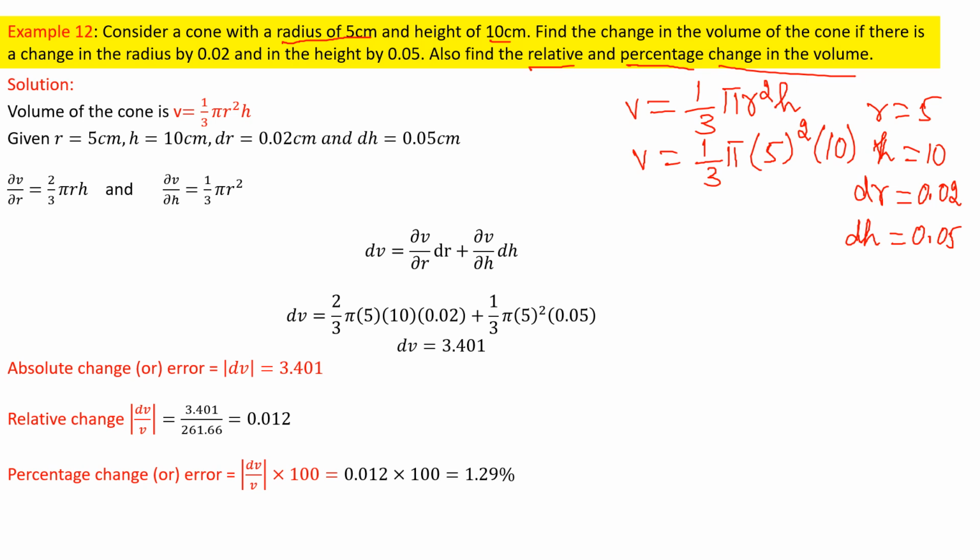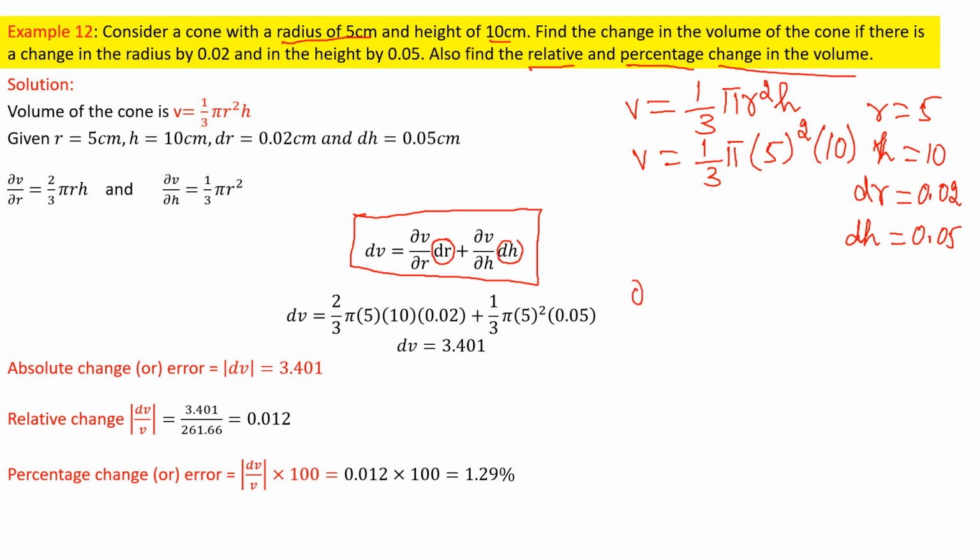Okay, in the first one I have to calculate the total derivative. In the last slide I have explained the concept of total derivative. So here the function is v. So I can write the total derivative as like this: dv equal to dou v by dou r into dr plus dou v by dou h into dh. Because we have given radius and height, so we have denoted as dr and dh.